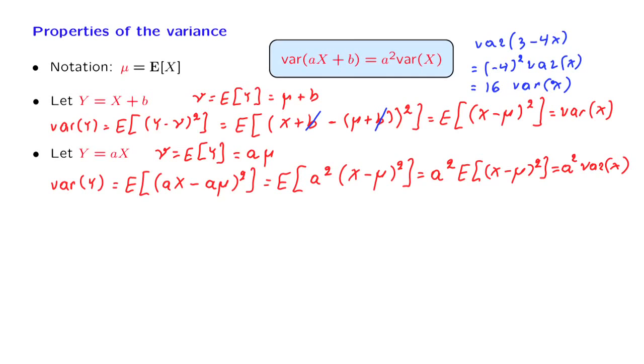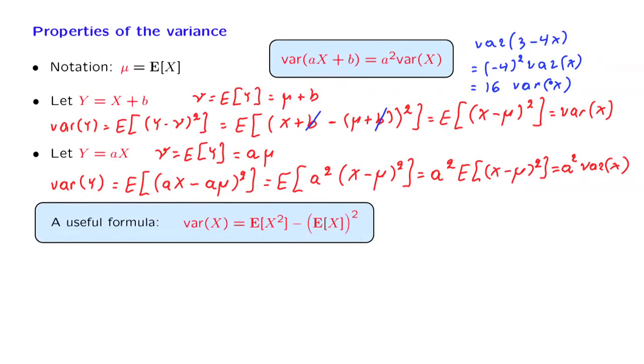Finally, let me mention an alternative way of computing variances, which is often a bit quicker. We have this useful formula here. We will see later a few examples of how it is used, but for now, let me just show why it is true. We have, by definition, that the variance of x is the expected value of x minus mu squared.